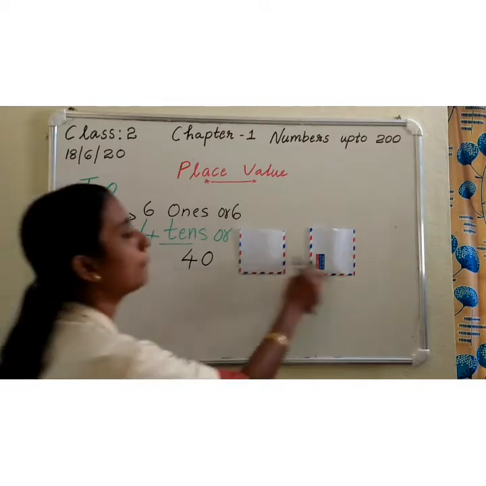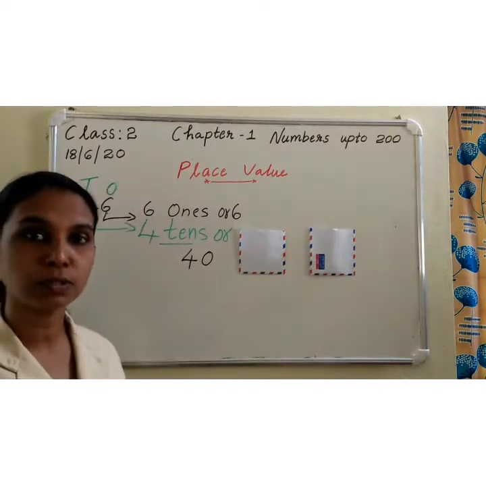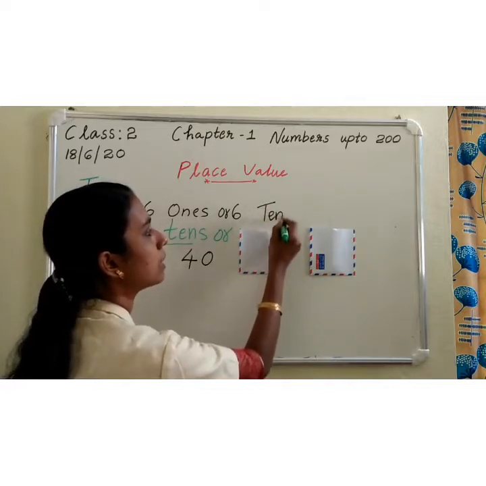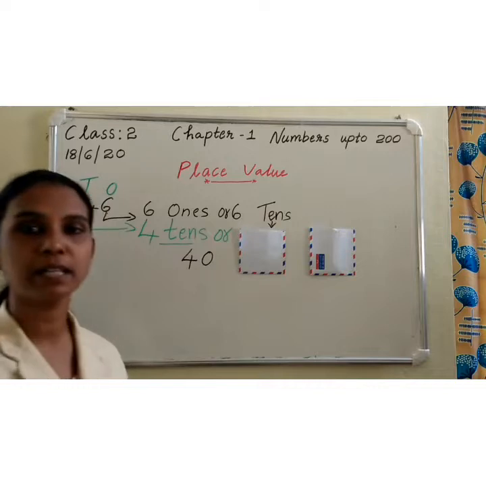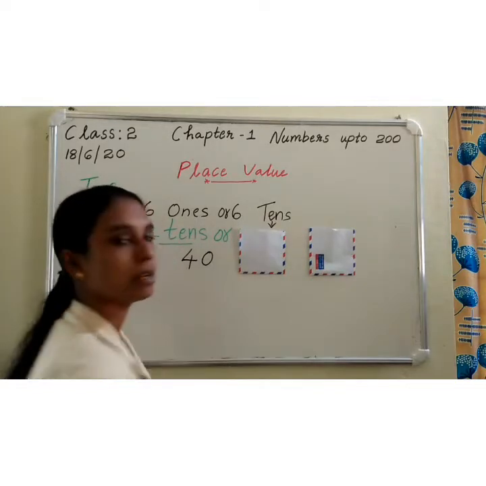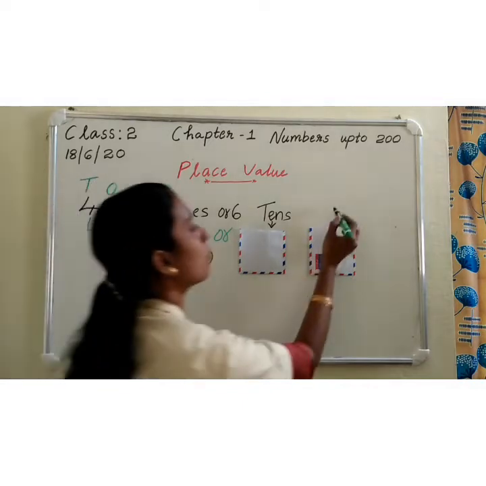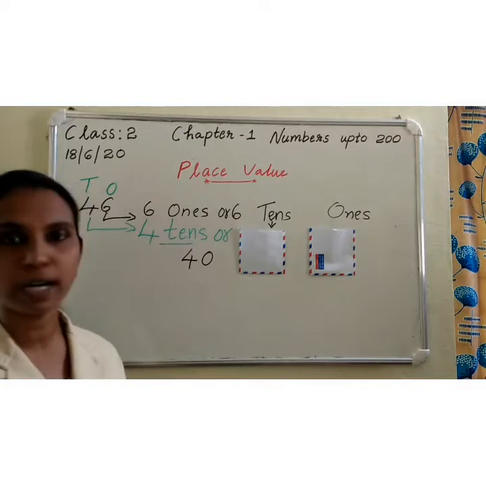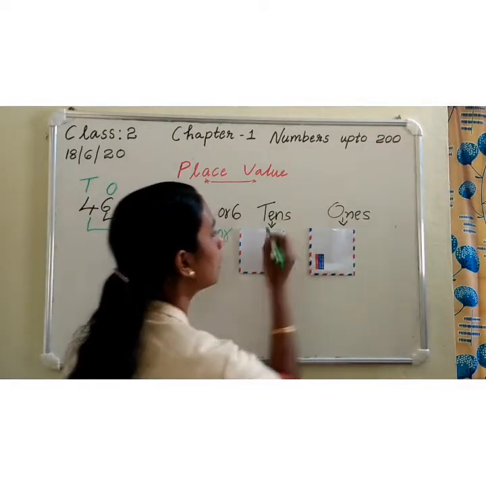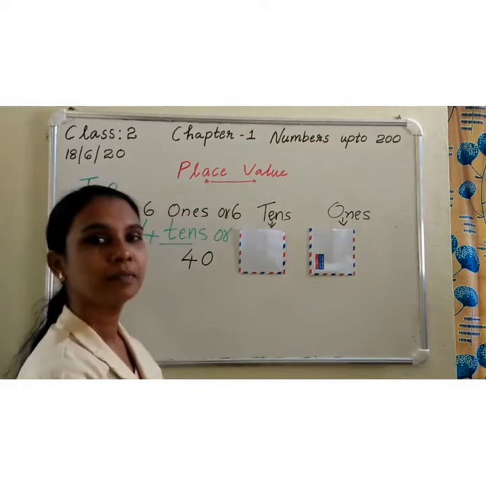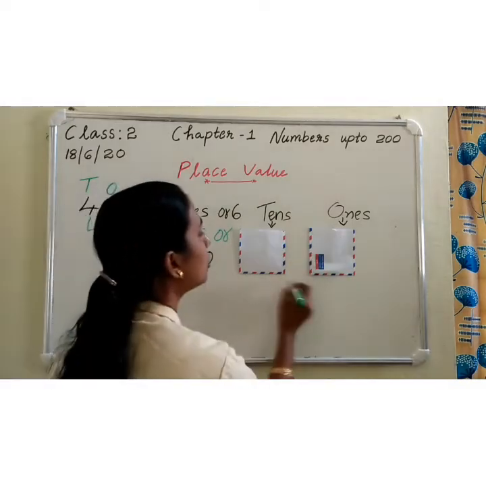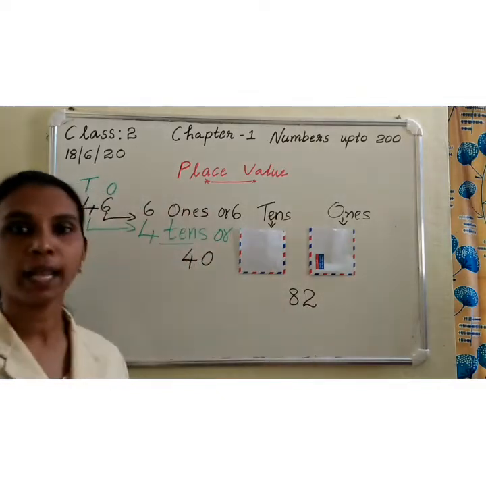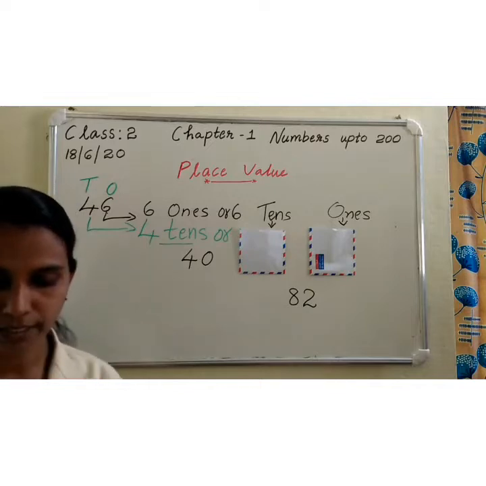Look at these two packets. These two packets show the places tens and ones. This packet represents the place of tens. And this packet represents the place of ones. I want to show a number, the two digit number 82, in these packets.